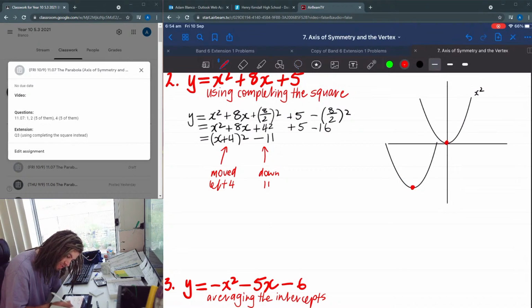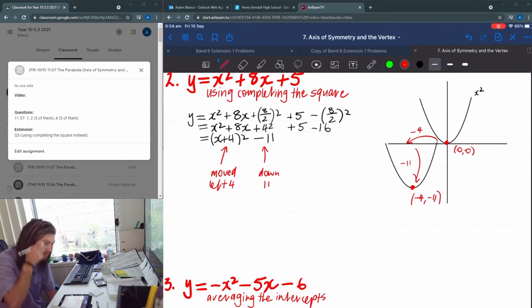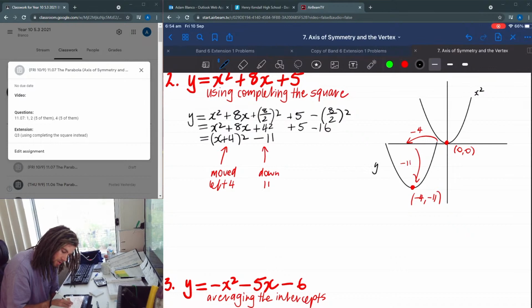So this is the vertex 0, 0. And then it goes over, so it goes minus 4, and then it goes down 11. So then that vertex is minus 4, minus 11. Okay, and this is y equals x squared.